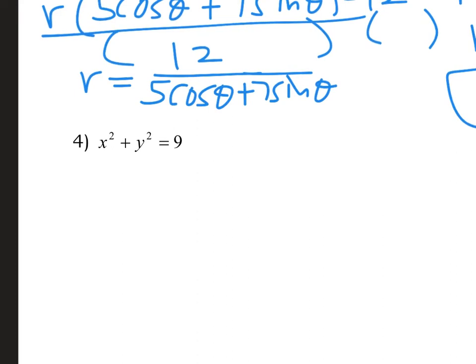Okay, let's think about this one. I mean, you can solve and do all this stuff if you want, but what is x squared plus y squared equals 9?